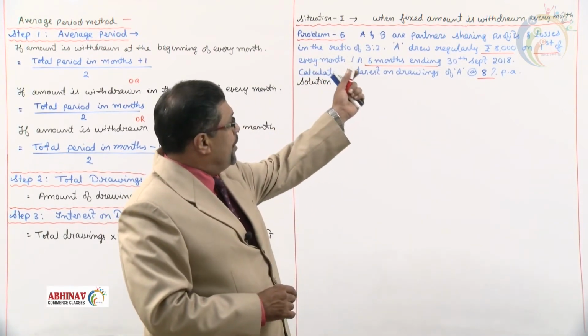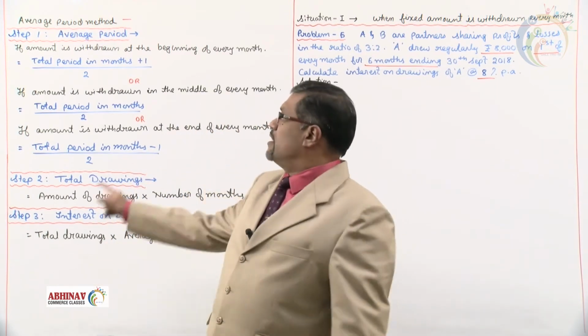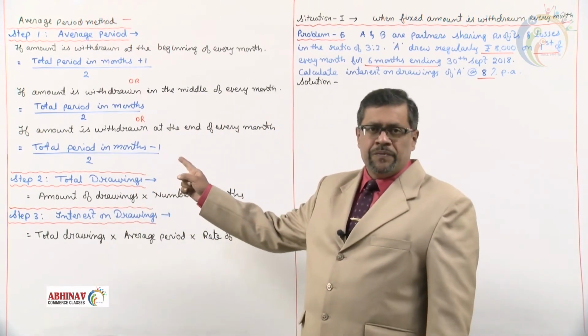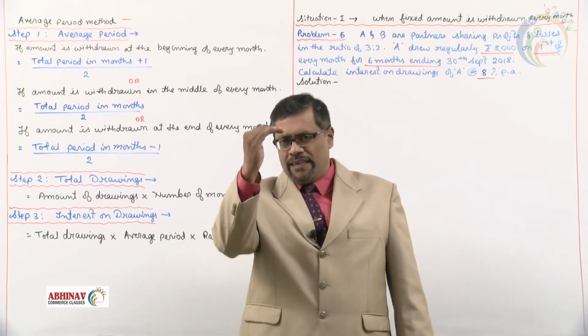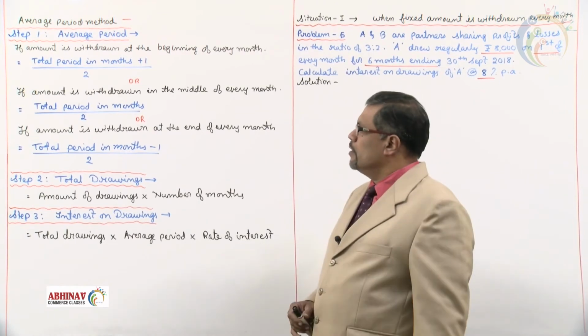Whenever a fixed amount is withdrawn every month, the method that we follow is the average period method. We can apply the direct method, but that becomes lengthy. So let us go for the average period method.